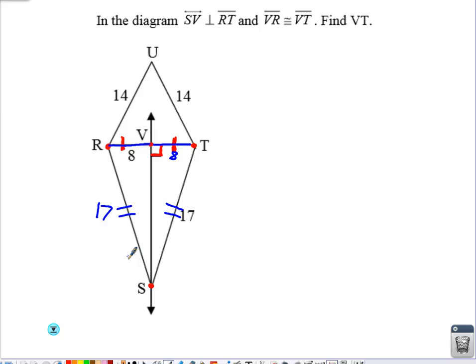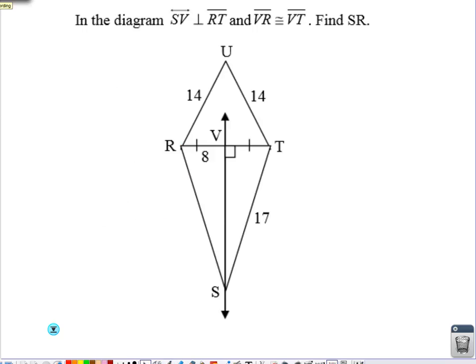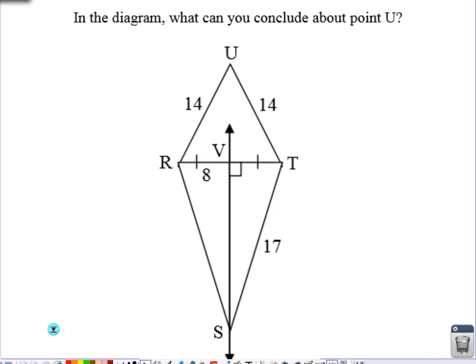If a point lies on a perpendicular bisector, then it is equidistant from the endpoints. Actually, same problem. You've got a perpendicular bisector. We went through all that already. Now we're asked to find the length of SR. If a point lies on a perpendicular bisector, it's the same distance from here to here, so that would also be 17. So SR on that problem is 17.